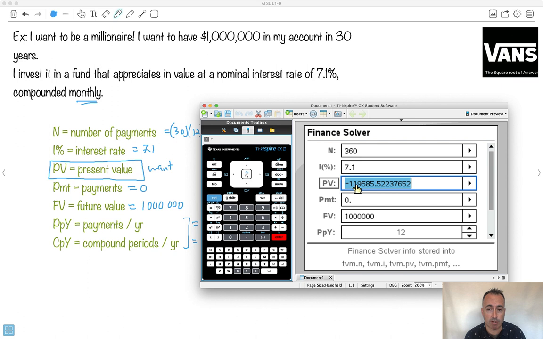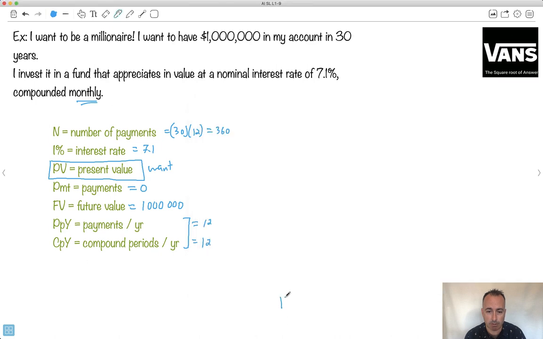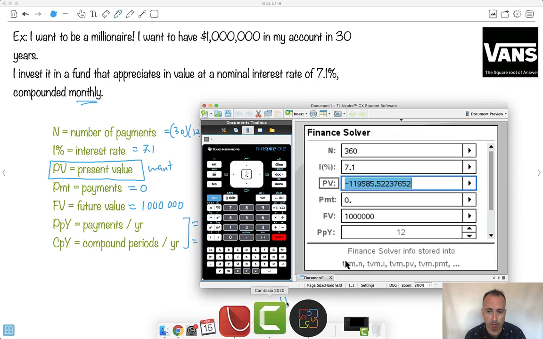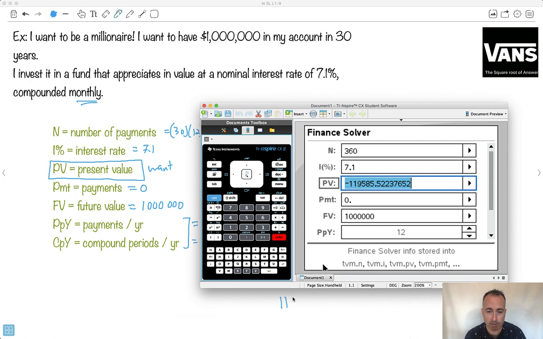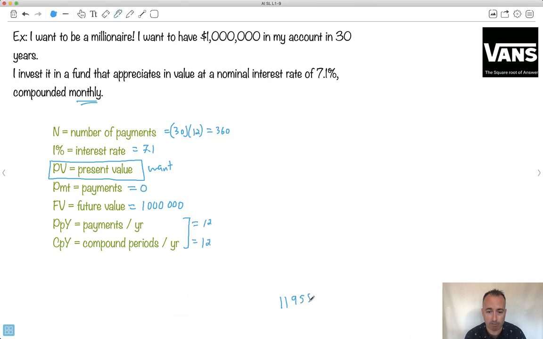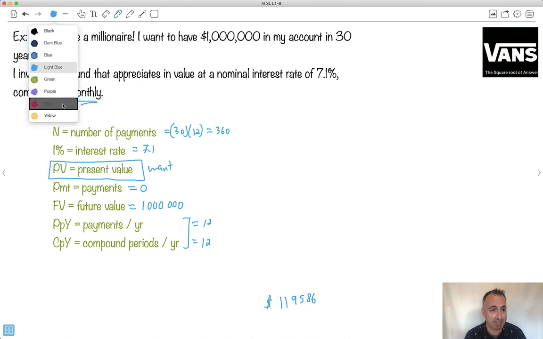Remember, don't worry if it's a negative. Remember, look, it's 119 and then 586. I have a bad memory. 119586, there we go. $119,586. Done. This is actually really powerful.